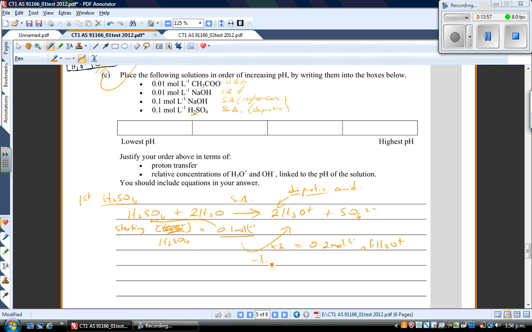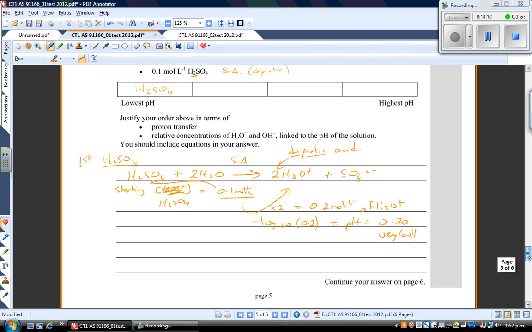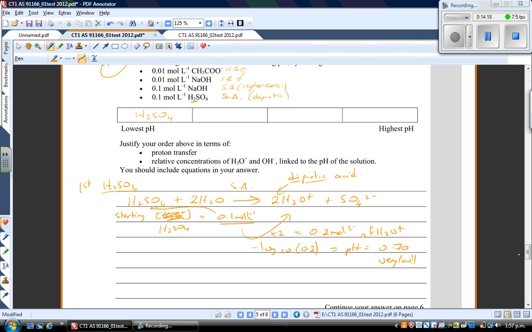And if you get minus log to the base 10 of 0.2, you'll get a pH of 0.7, which is very low. And hence we can put that first in our box definitely. So sulfuric acid is going to have the lowest pH. The next situation is we look at the other end of the spectrum. So if we look at last place, it is going to be our 0.1 mole per liter of sodium hydroxide.